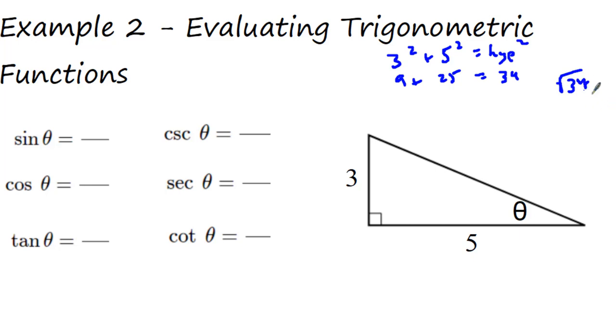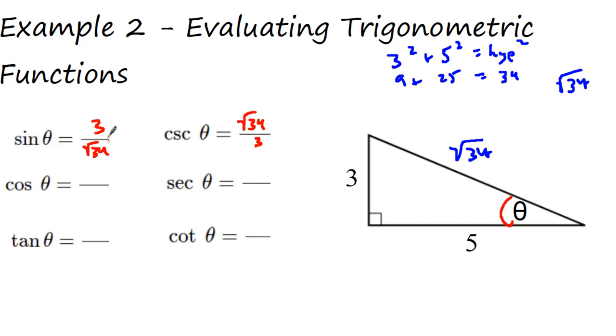Now, think about it. Can we do anything with 34? Can we reduce it down at all? We just can't, and so we have root 34 right here. So let's take a look at our 6 trig functions. We have our angle right here. Our sine is our opposite, that's 3 over root 34, which means the cosecant is going to be root 34 divided by 3.